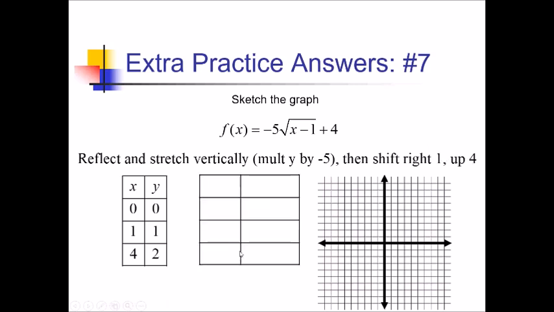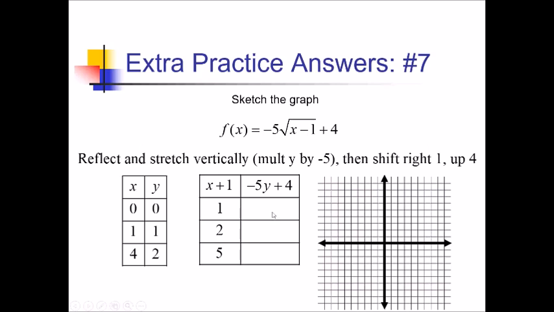So for the x values, a right shift of 1 means we're doing x plus 1 to all of the originals. And for the y values, we're multiplying by -5 and going up 4, so adding 4. So -5y plus 4 is how we represent that. Applying those changes to my original values, adding 1 to the x's, we've got now, instead of 0, we have 1. 1 plus 1 is 2, and 4 plus 1 is 5.